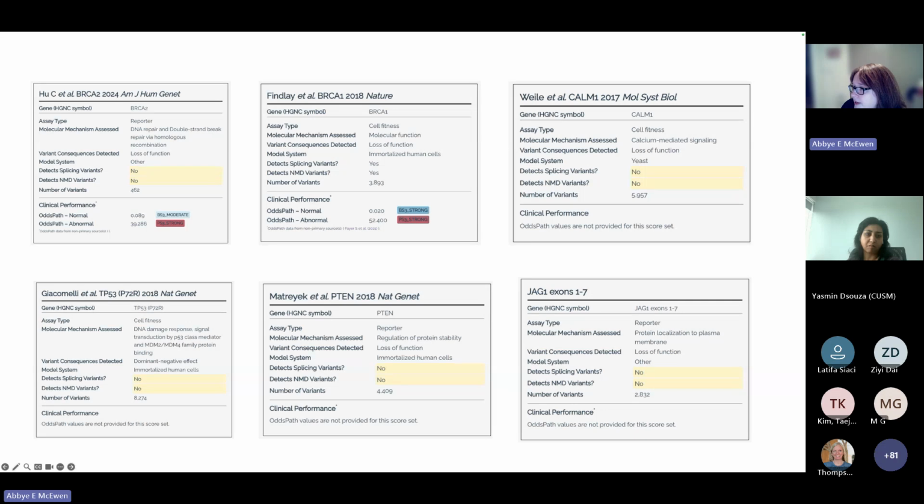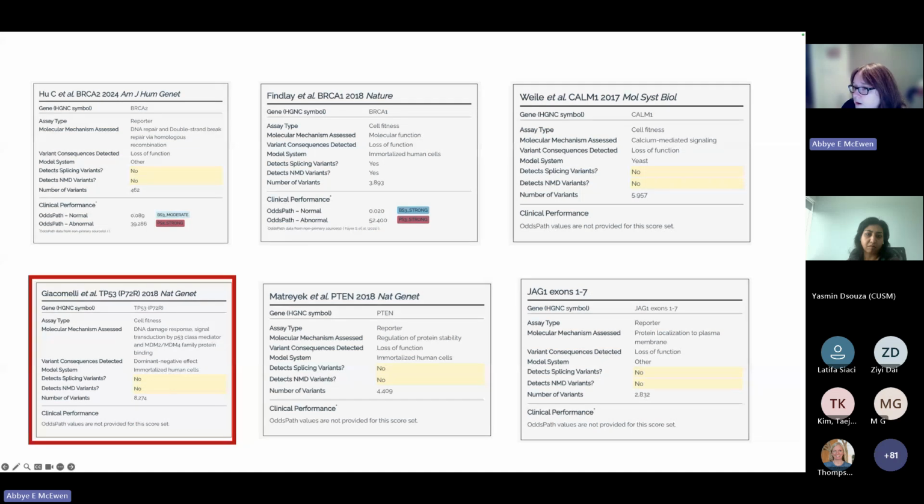So here are some example assay facts from different data sets. The format is standardized, which makes it easy for the curator to understand what's going on. I want to highlight a couple examples.